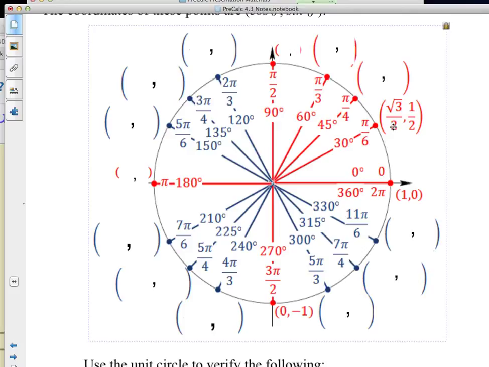I also expect you to be able to work with radians straight up without transferring them into degrees and vice versa. So you must be familiar with both. Now, to work around our circle, I got the square root of 2 over 2 and the square root of 2 over 2 for pi over 4, 45 degrees.